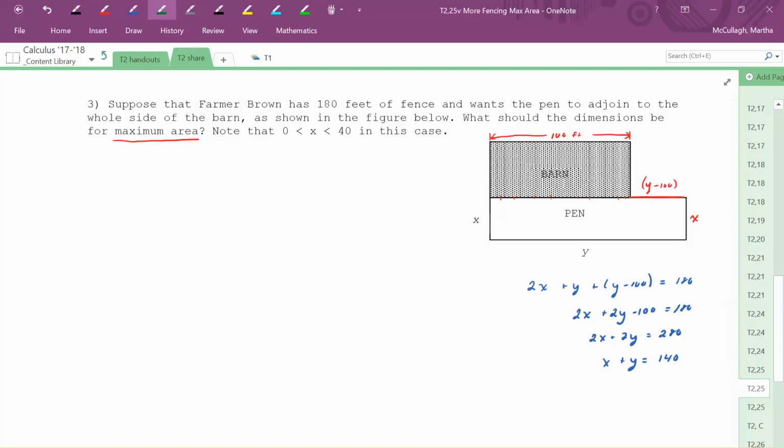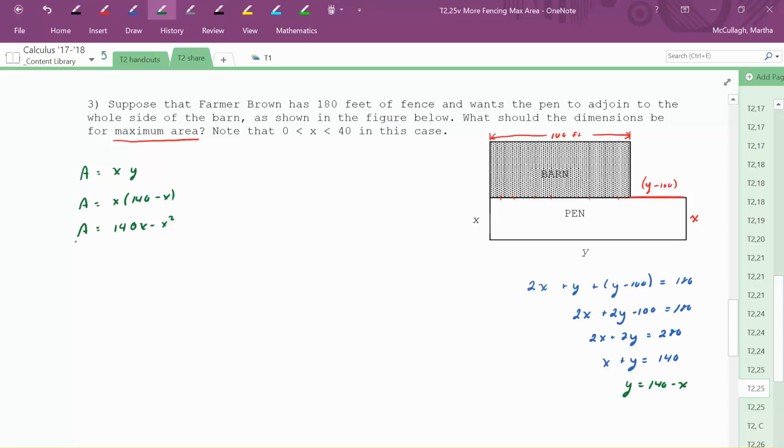So coming over here, we know that we want to maximize area. So we need an area equation. It's going to be that width times the length of the entire pen. So yes, I do need to substitute because I've got too many variables here. And let's get rid of y. Y is equal to 140 minus x. So A equals x times 140 minus x. Distributing only to make our derivative easier.